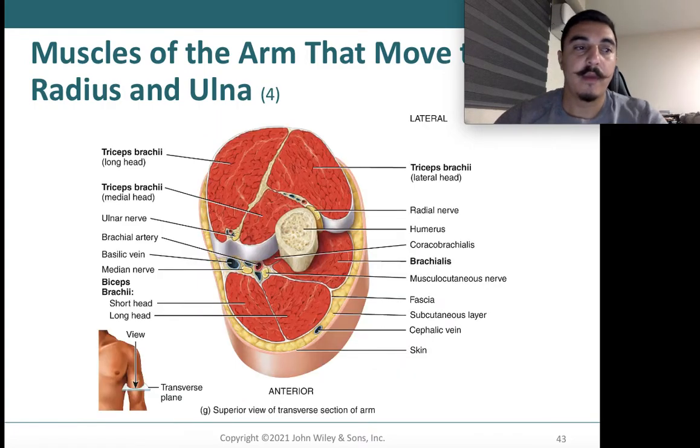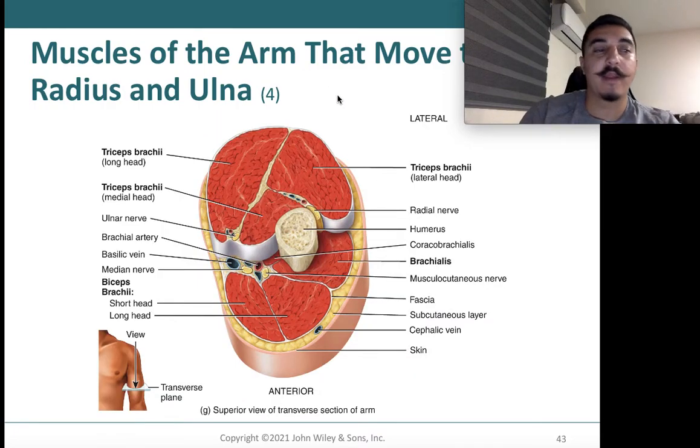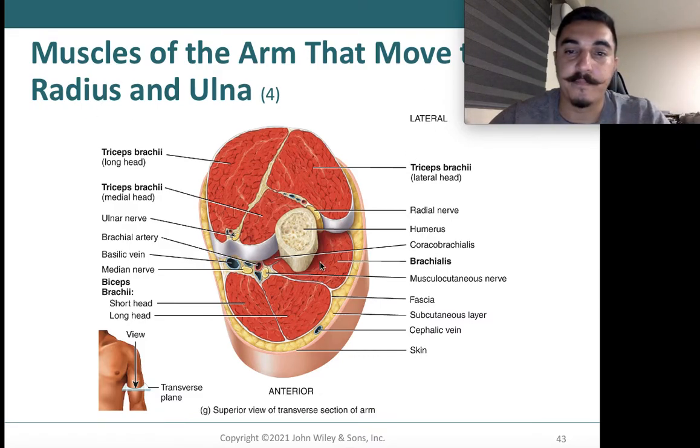Let's go to muscles that help move the radius and the ulna as well. We have our triceps. Here's kind of like a transverse view of our arm. Here's our humerus in the middle. Our brachialis, triceps brachii, so in the back, our triceps: the long head, the medial head, the lateral head, so the one that's on the outside, the longer one, and the one that's in the middle. And we have our biceps, right? Short head, long head, and our brachialis right here.